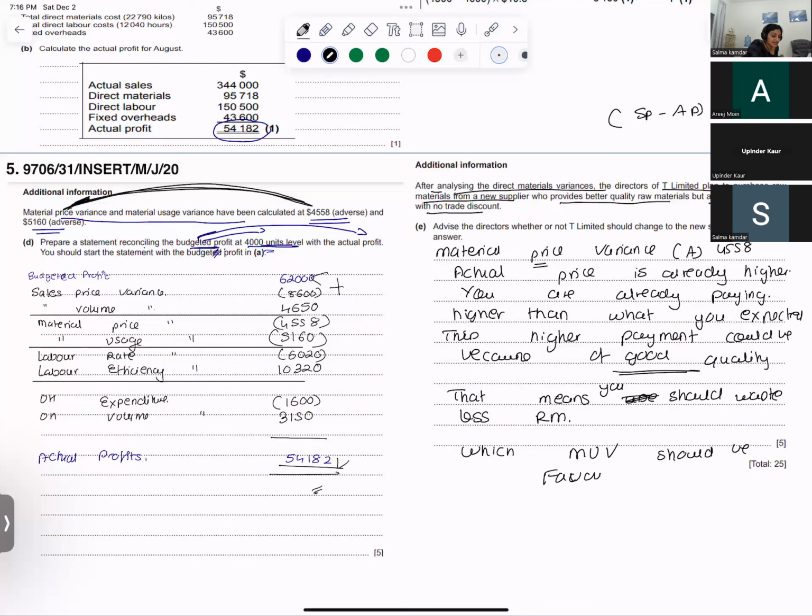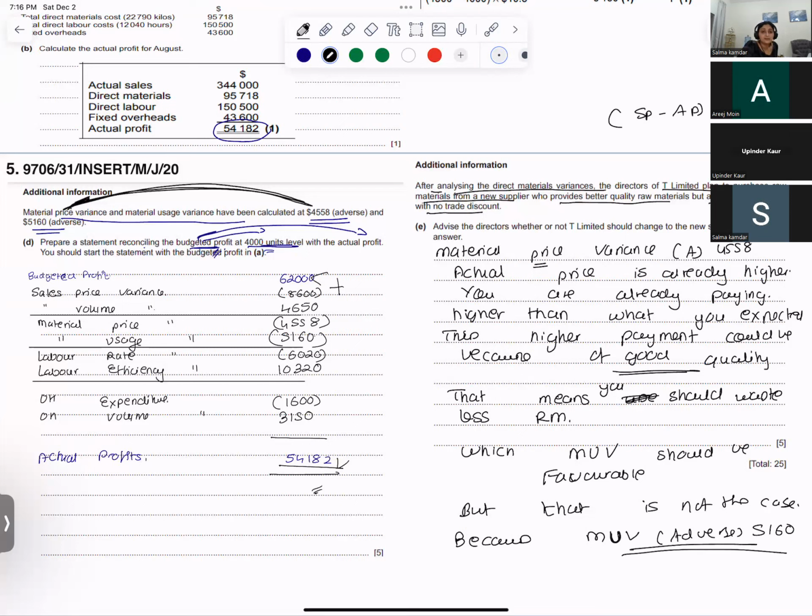Yes. But is that happening? No. You're already paying a higher price for good quality, so you reduce wastage. It automatically implies that your usage variance should be favorable. But that is not the case. Why? Maybe because the materials are not being used efficiently, because the material usage variance is adverse, which they've already told us.